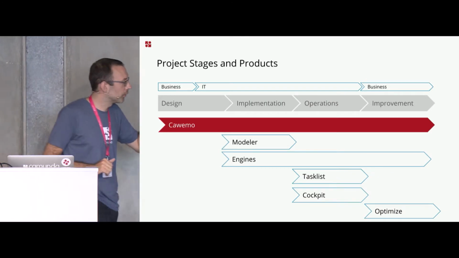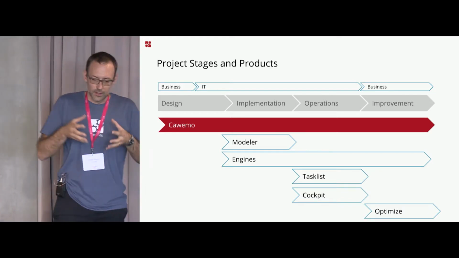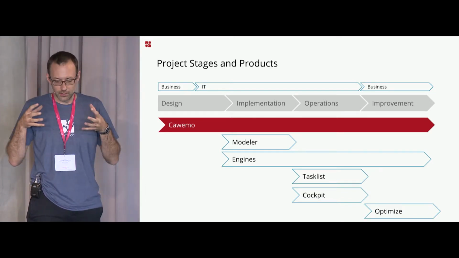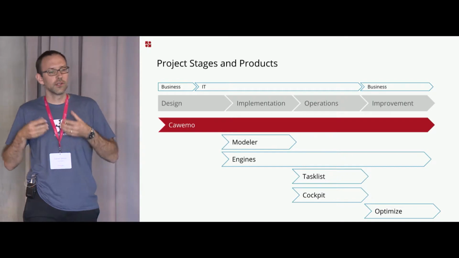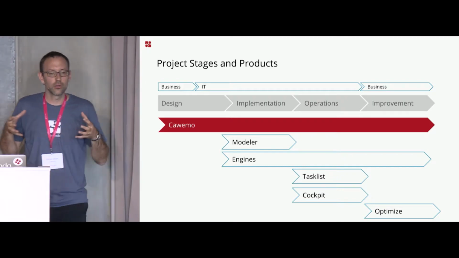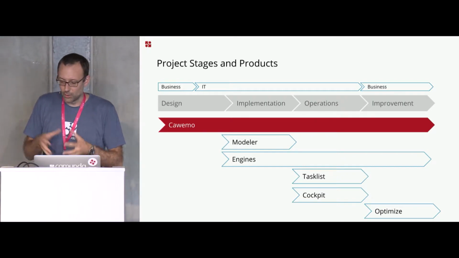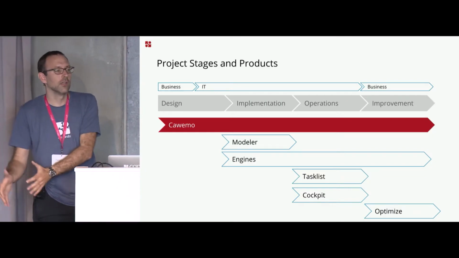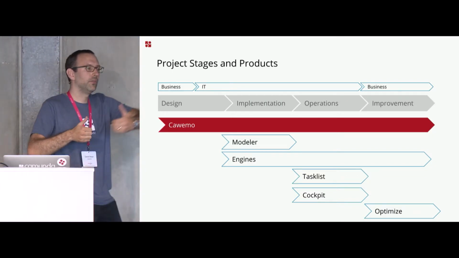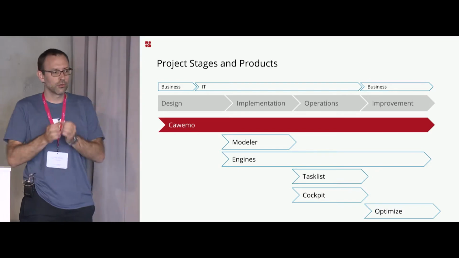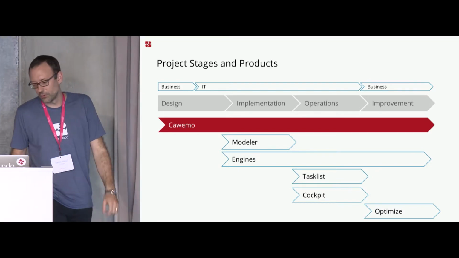And the same goes for the optimization phase. Optimize can track KPIs, collect interesting data, and find correlations about how our business processes actually behave in production, and we can feed that back into a tool like Cawemo to make it transparent to all the stakeholders that are involved.